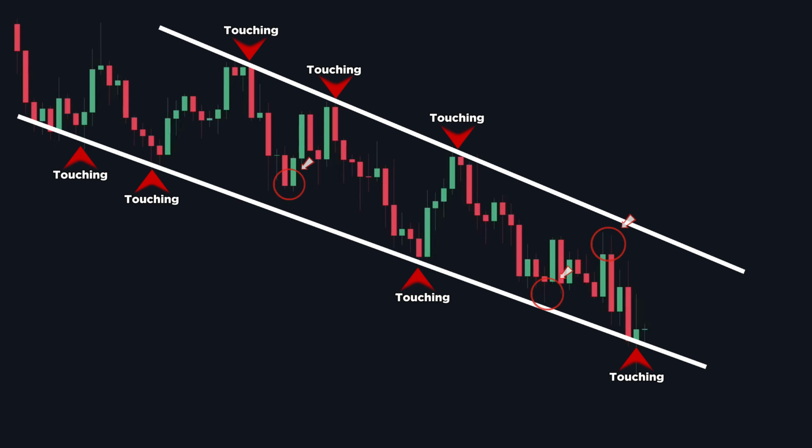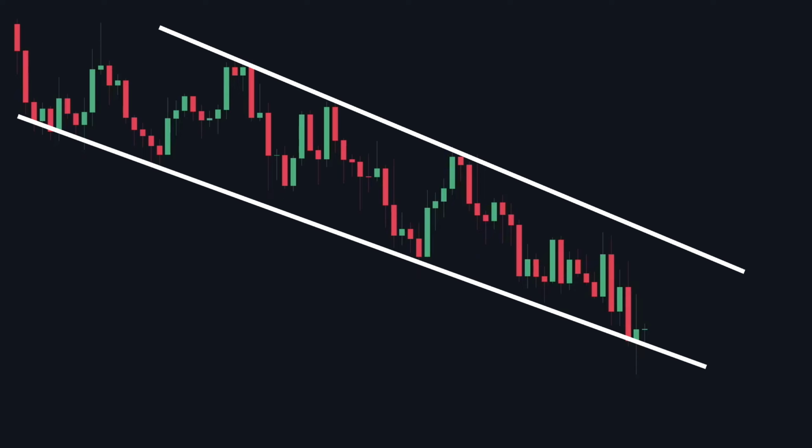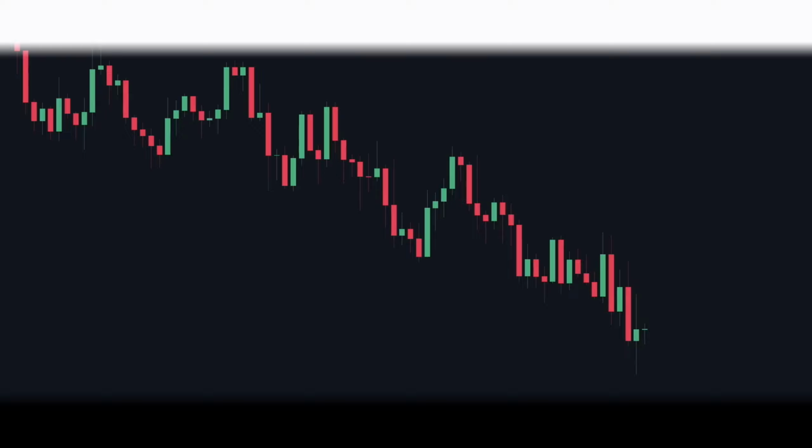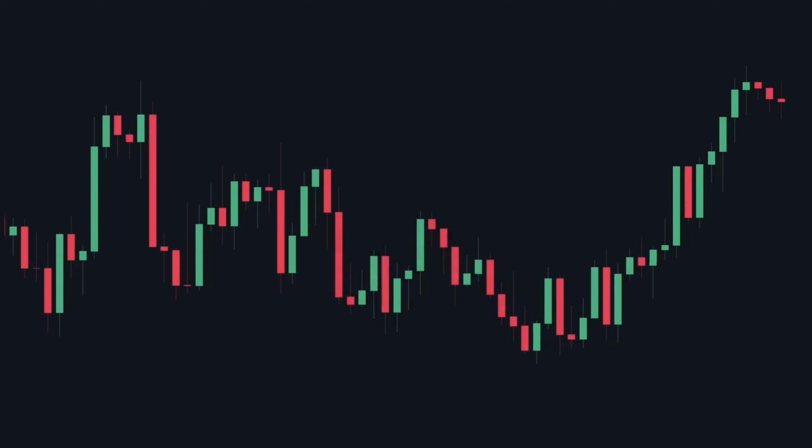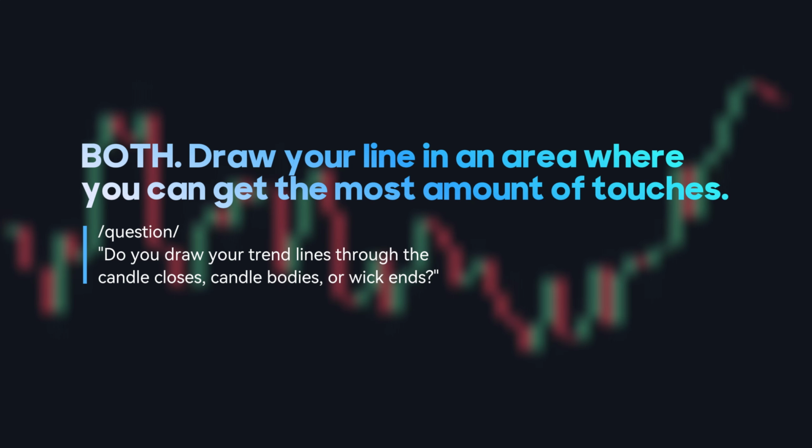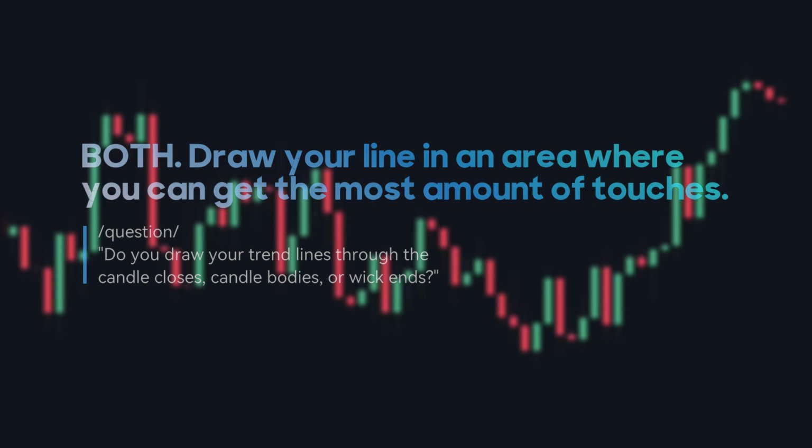Now this leads us to a question we often get asked, which is, do you draw your trend line through the candle closes, candle bodies, or wick ends? And at this point, you should already know the answer, which is to draw your line in an area where you can get the most amount of touches, meaning the line you draw will hit both wicks and candle bodies depending on the trend you are looking at.